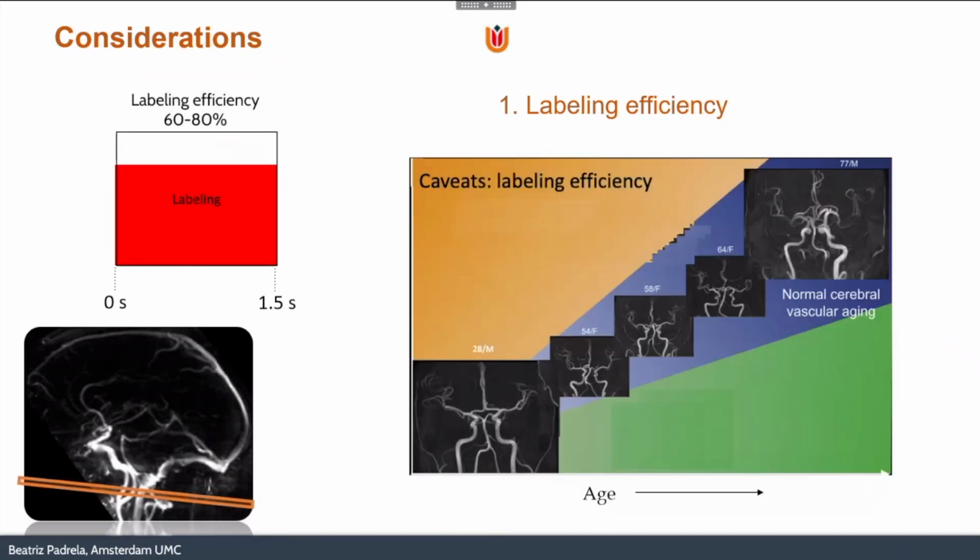So regarding the labeling efficiency, we need to make sure that we plan the labeling plane in a good position. As Henkian already said, some sequences allow you to move this. And of course, with aging, we will have some tortuosity of the arteries. Labeling means inverting the magnetization of the spins of the water, of the blood. So of course, if there's a lot of tortuosity, maybe the labeled water will take more time to arrive than we think. So obviously with older patients as well, you need to increase the PLD a little bit more.